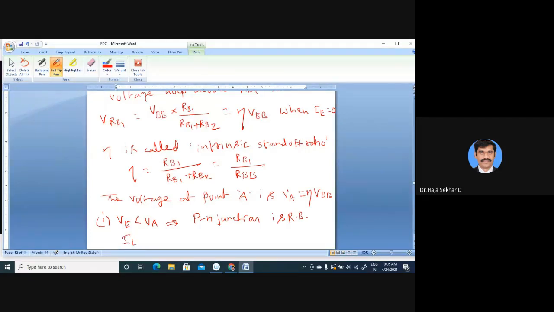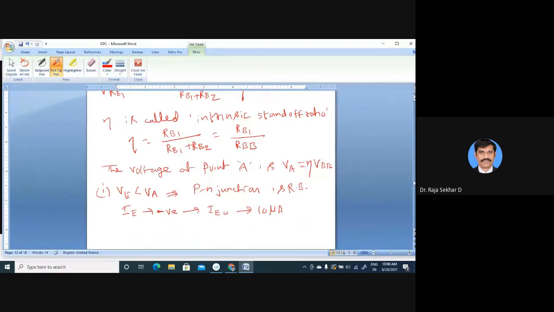Now IE is negative, that is, reverse saturation current flows. IE is negative, and this negative current is called IE naught. It is in the order of 10 microamperes. Now we can say that the UJT is in the off position.